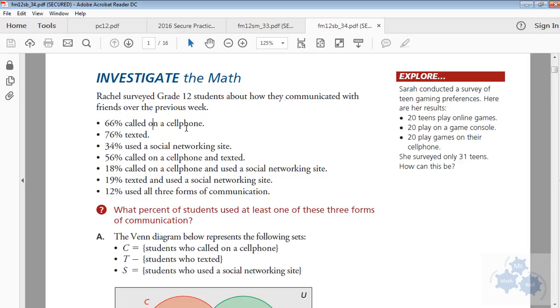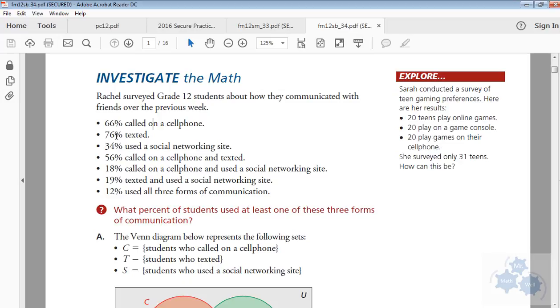66% called on a cell phone, 76% texted, 34% used social networking, 56% called a cell phone and texted, 18% called a cell phone and used social networking, 19% texted and used social networking, and 12% used all 3 forms of communication. So in this survey, this is what shook out.